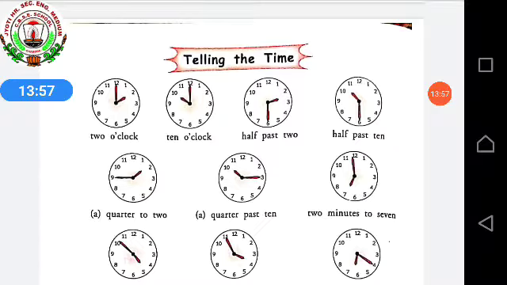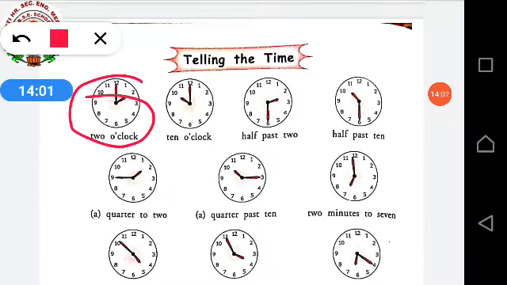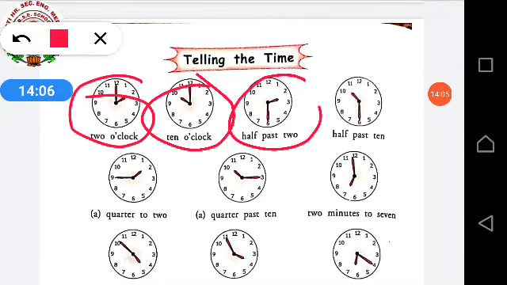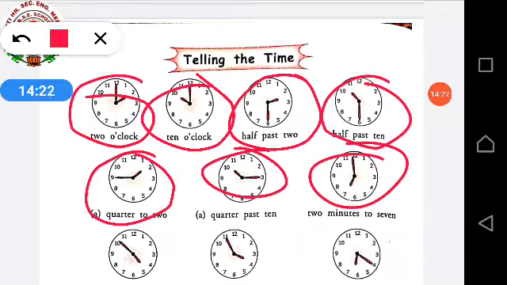Normally we are telling the time like 2 o'clock, 10 o'clock, like this. And this one is given as half past 2, but casually we say 2:30, 10:30, is it? Then 1:45, 10:15, 2 minutes left to 7. Like this we people used to say.